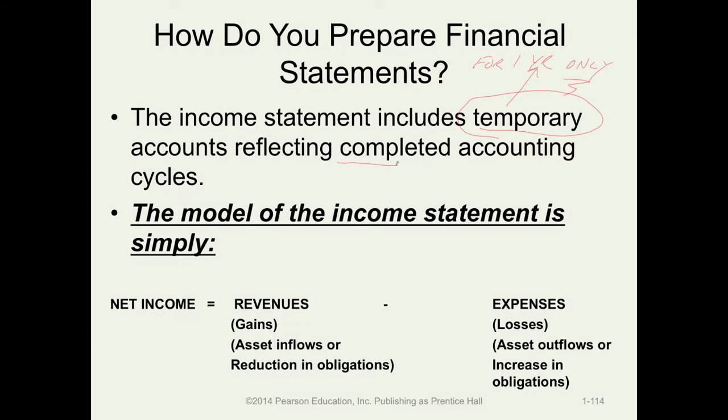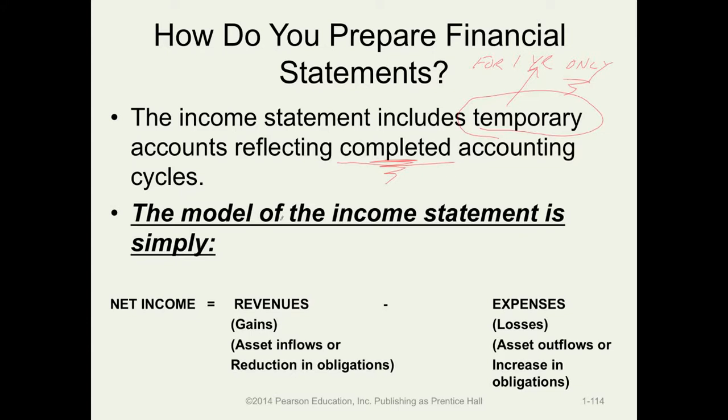And because they only reflect 1 year, they're considered completed accounting cycles. A completed cycle means that I start on January 1st. Let's say my fiscal year is a calendar year. Start on January 1st. Have sales. Those sales end on December 31st. I want to know the total. How much did I earn in that year? What are my total revenues? What are my total expenses?